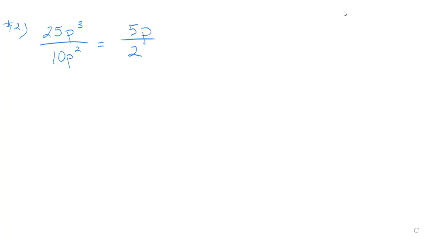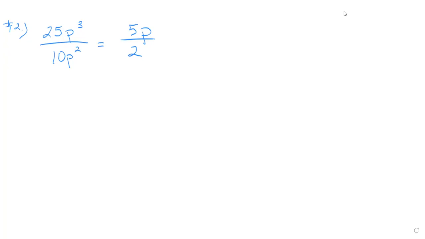Another way that you can do this is your rules of exponents. You can say, okay, p cubed divided by p squared. If I'm dividing, the rule says that I'm going to subtract my exponents, so I get a p to the 1 on top. If you want more information about that, check out my video on how to work with your exponents. Okay, so that's it. 5p over 2, done. Again, monomial is much simpler to work with.